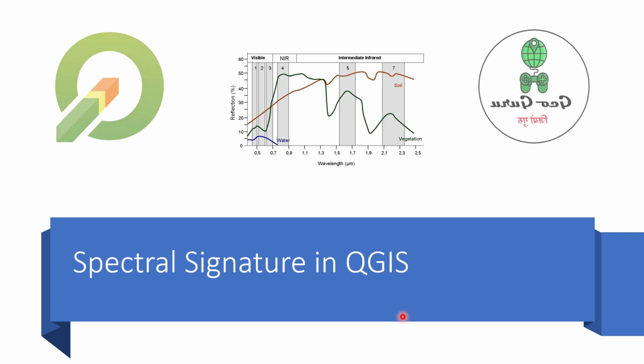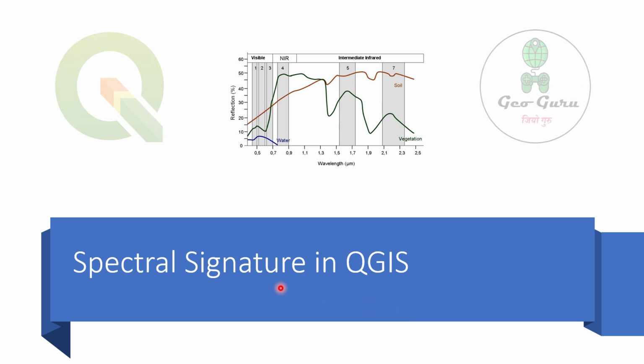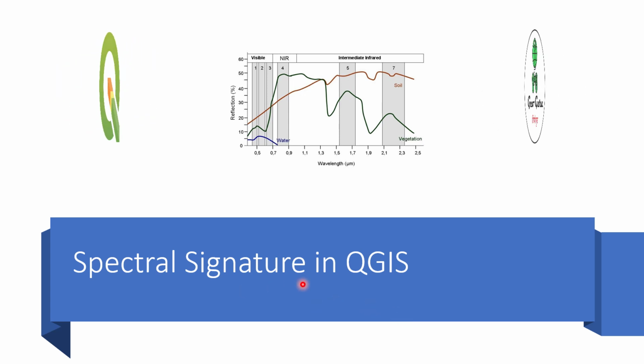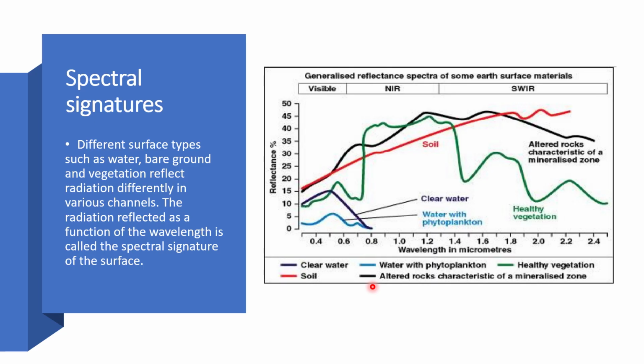In this video we are going to learn about what a spectral signature is in remote sensing and how we can extract the spectral signature in QGIS. So, spectral signature means different surface types such as water body, bare ground and vegetation reflect different amounts of radiation in various channels. The radiation reflected as a function of the wavelength is called the spectral signature of that particular surface.